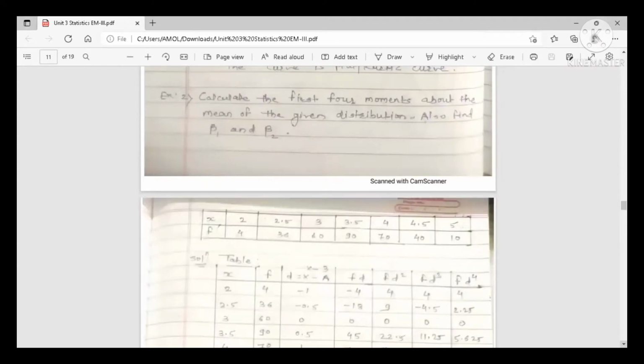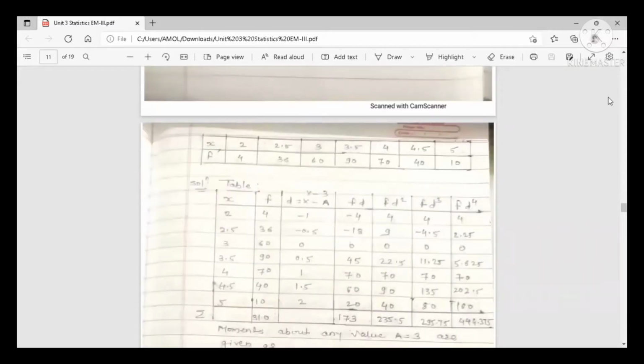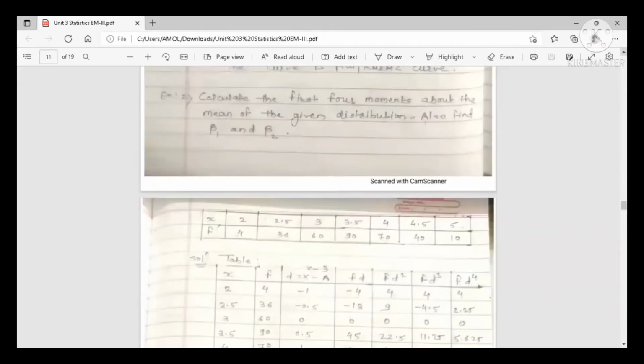In this example, calculate the first 4 moments about the mean of the given distribution. Also find beta 1 and beta 2. Here the data is given in the form of a frequency distribution, that is, observations with frequencies. Now, our aim is to calculate the first 4 moments about the mean.